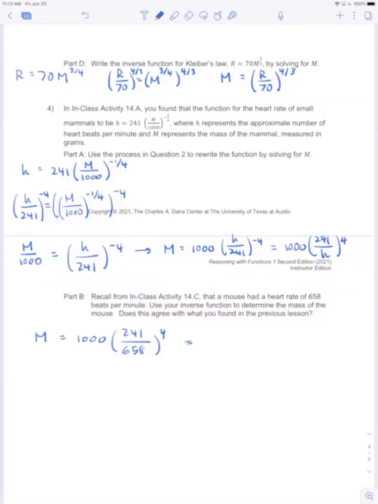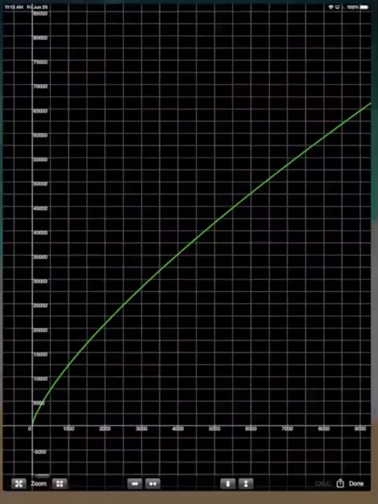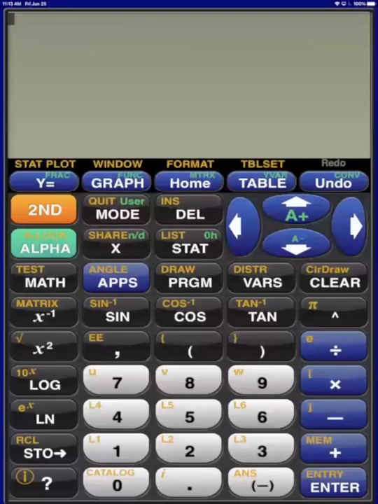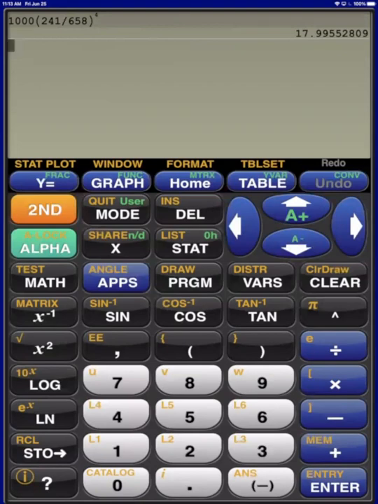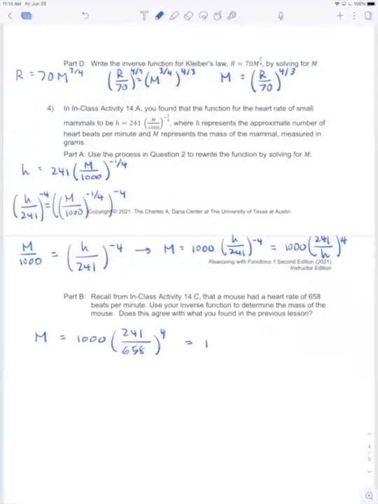So let's go back to our calculator and see what we come up with. Home screen, we have 1,000, and then we'll do 241 divided by 658, and this is raised to the 4. We get about 17.99, okay, about 18. And that is what we got last time. So we'll just put equals 18, and that is in grams. So that's what we got last time.